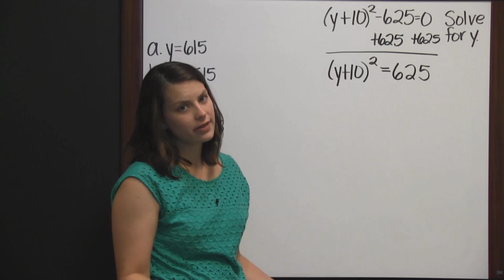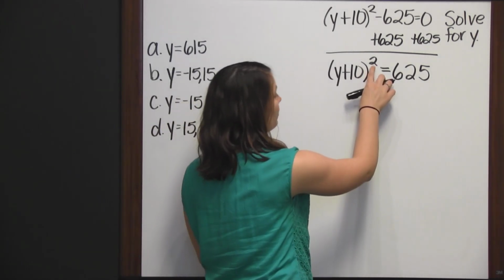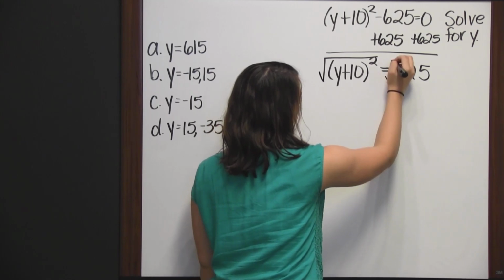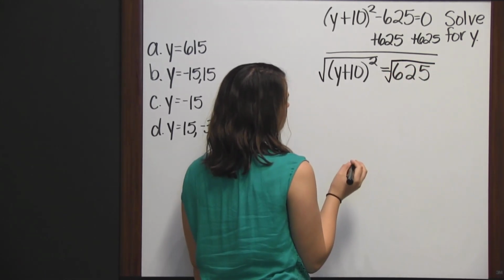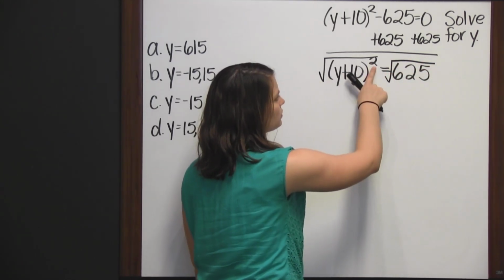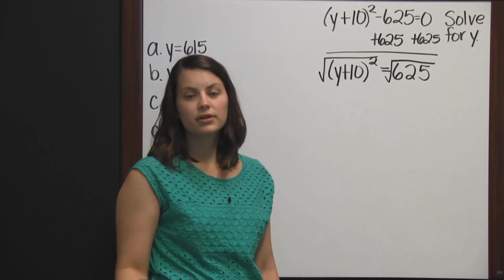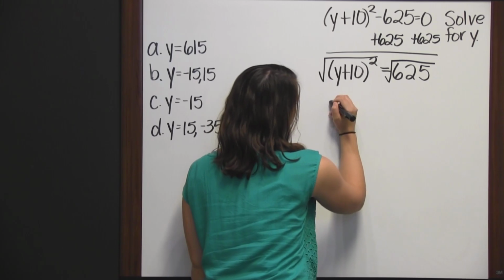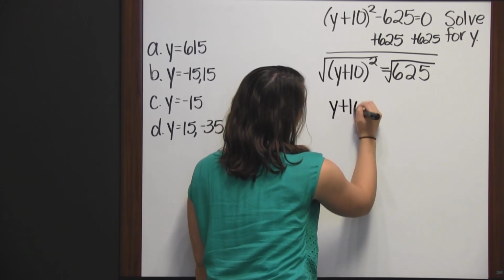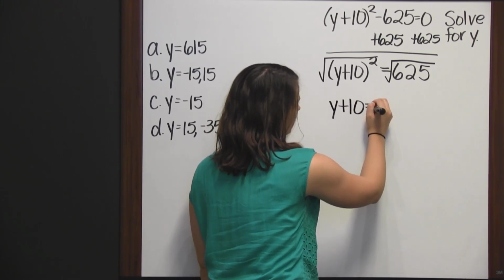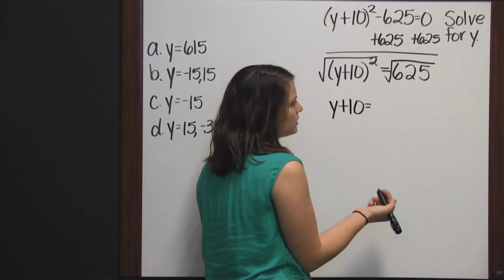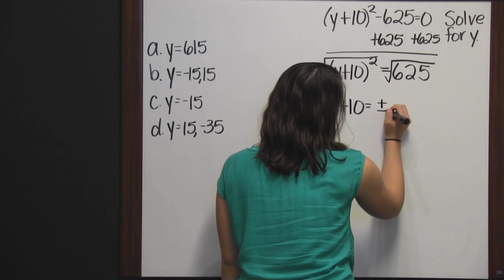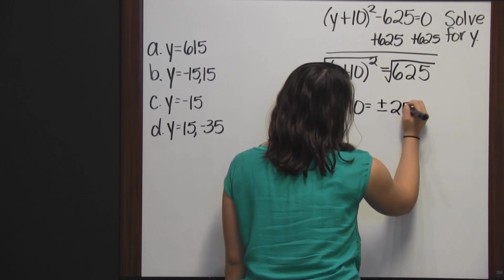So to unlock them, we want to do the opposite of squaring, which is square rooting. So we square root both sides. And the square root and the square undo each other. They're the exact opposites of each other. So they cancel each other out, and we're just left with y plus 10 equals, and when I take the square root of 625, I get plus or minus 25.